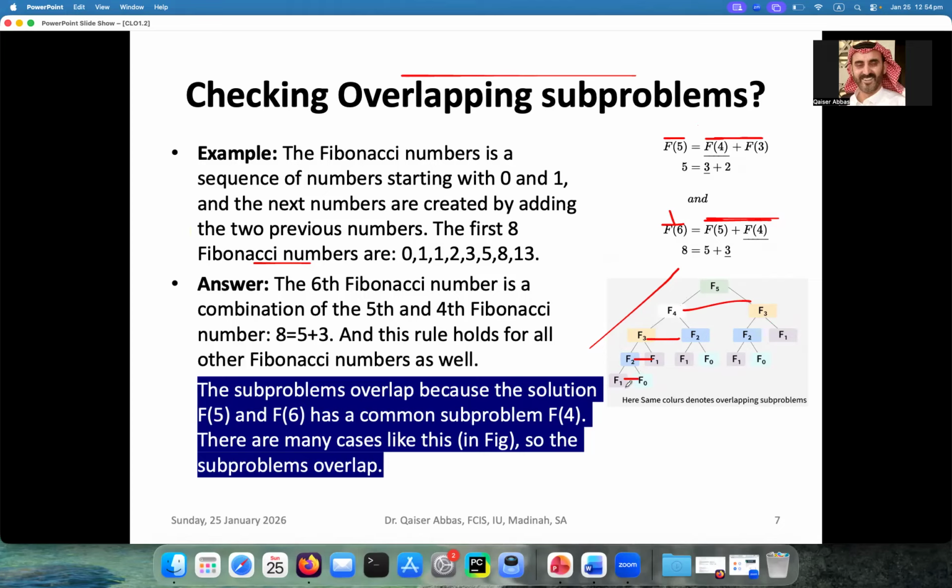And then how will it go? For the Fibonacci numbers, 1 plus 0 will give you 1. And here f of 1 will give you 1, no? Because it is the first number. 0 and 1 are given. So f1 will give me 1. So 1 plus 1 will give me 2. And here 1 plus 0 will give me 1. And then 2 plus 1 will give me 3.